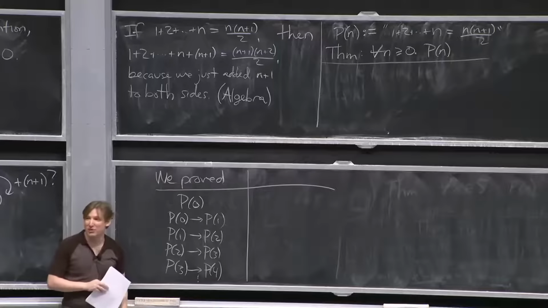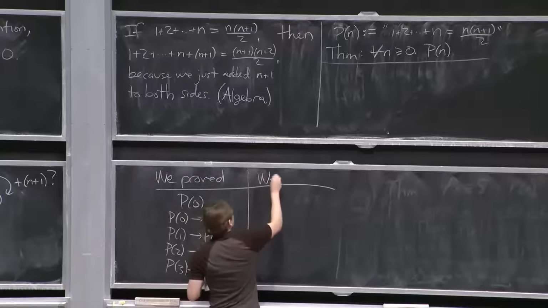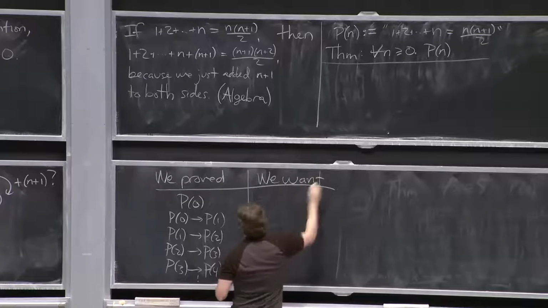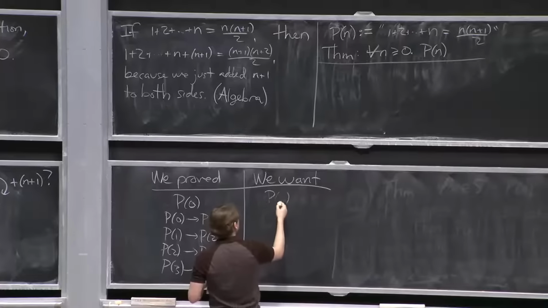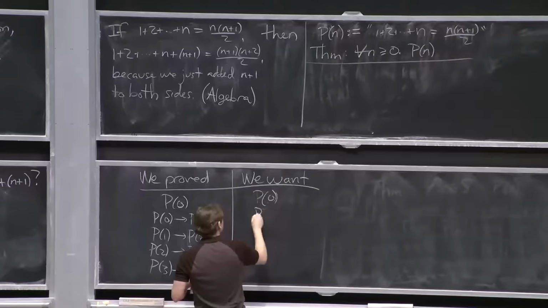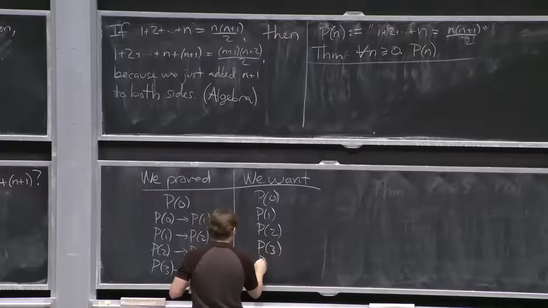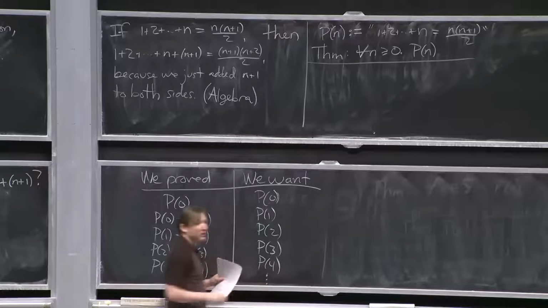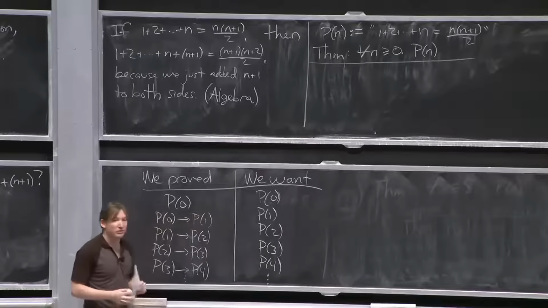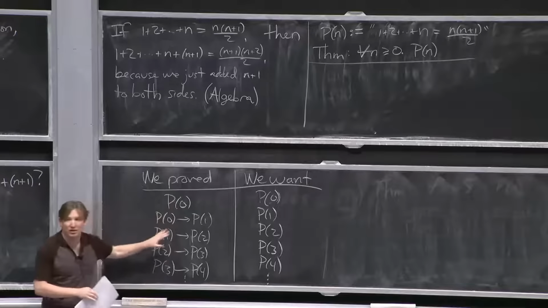But this isn't the theorem we're aiming for, right? The theorem we're aiming for asks for P of 0, and P of 1, and P of 2, and P of 3, and P of 4, and all the way down. We want to know that all of these are true. These implications are not what we're asking for.